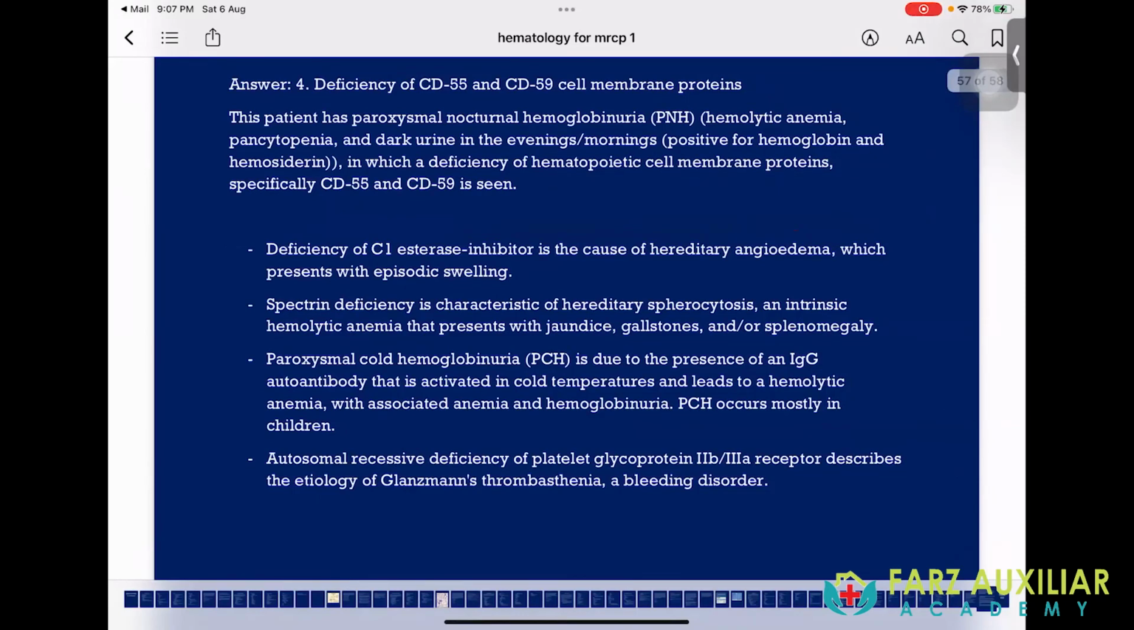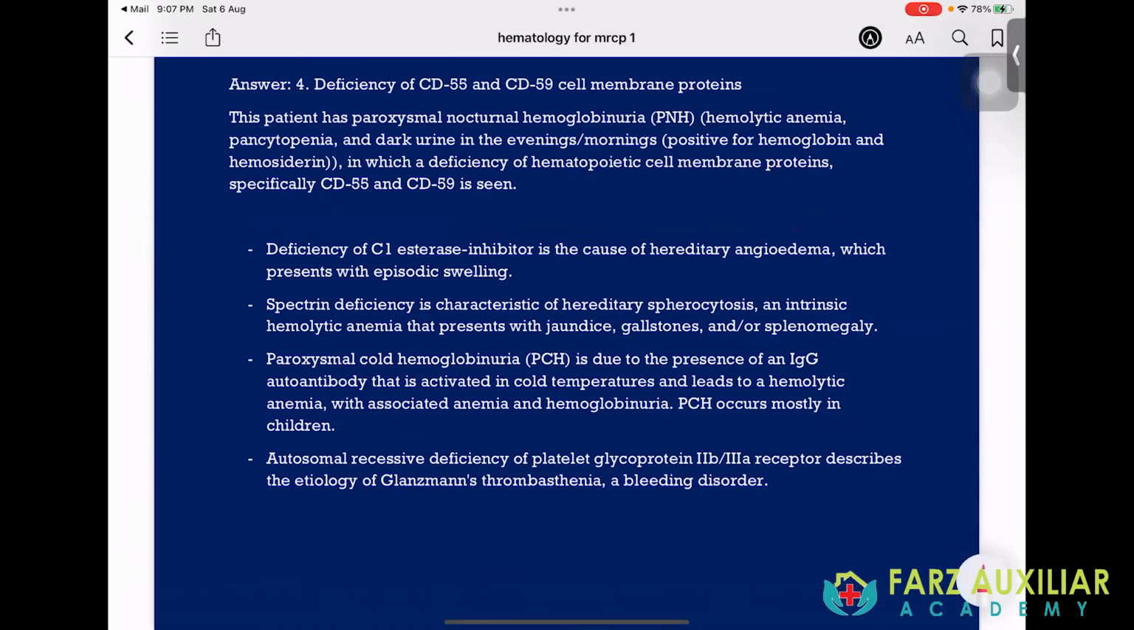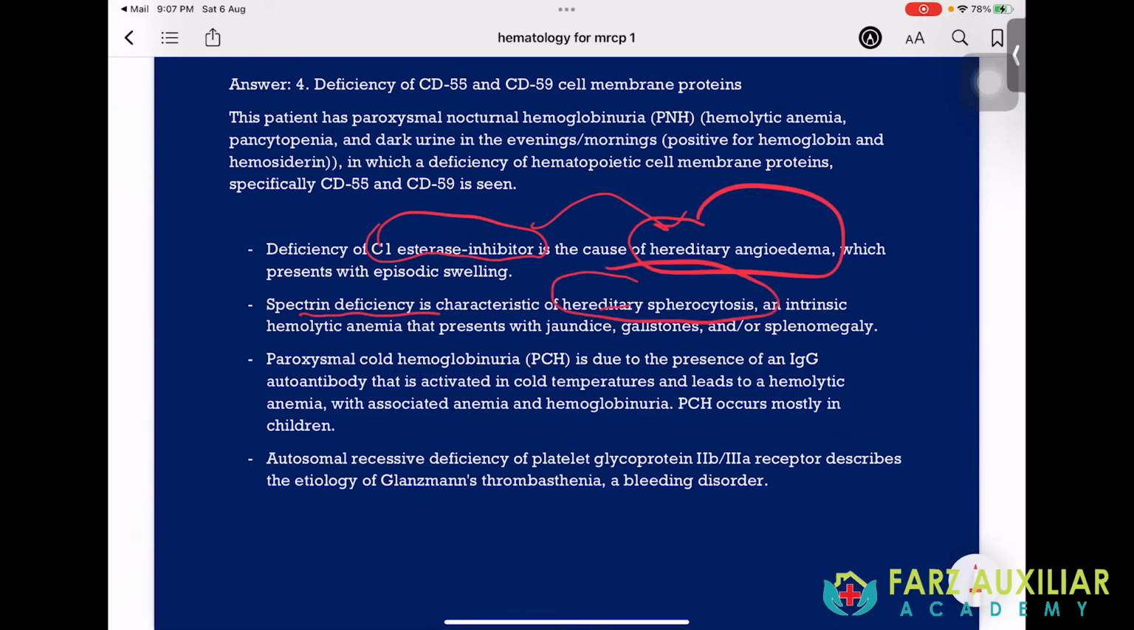It is important that you know the other answers also. C1 esterase inhibitor deficiency leads to hereditary angioedema, which is a dermatology condition. Spectrin deficiency leads to hereditary spherocytosis. We just read it today. Paroxysmal cold hemoglobinuria, PCH, is due to presence of an IgG autoantibody, that is cold agglutinin disease. Autosomal recessive deficiency of platelet GP2B3A shows Glanzmann disorder, which is thrombasthenia, a bleeding disorder, almost like ITP.